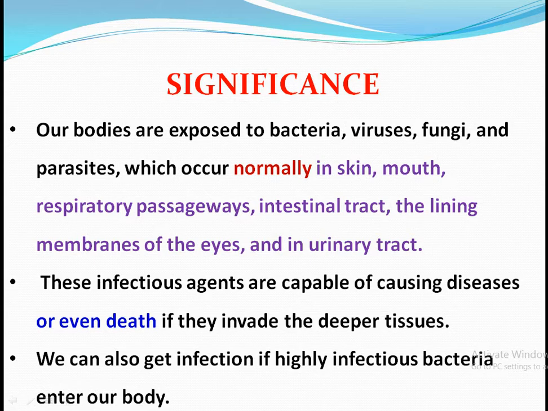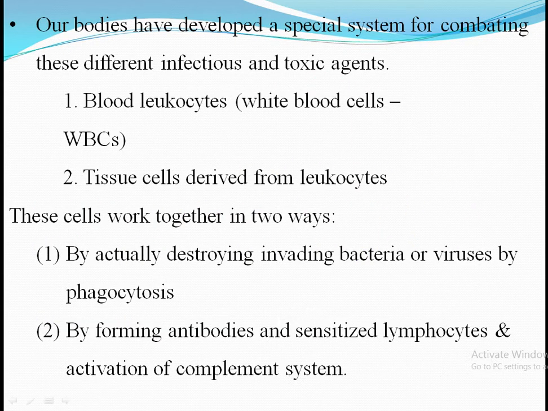As far as the significance of these cells is concerned, our bodies are exposed to bacteria, viruses, fungi, and parasites which occur normally in skin, mouth, and all over. These infectious agents are capable of causing diseases. We can also get infection from other sources. So our body has developed a special system to deal with these infectious agents.